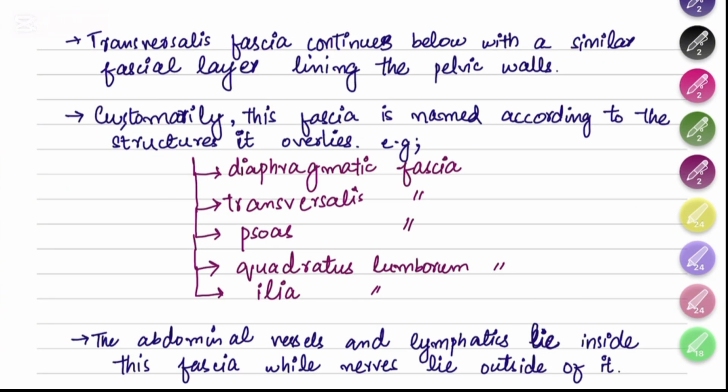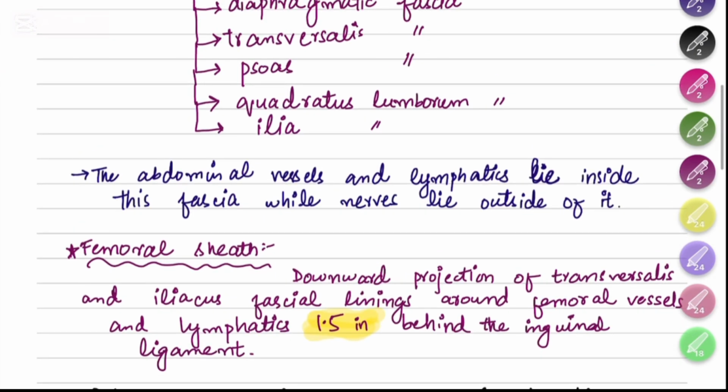Transversalis fascia continues below with a similar fascial lining with the pelvic walls. Continuously, this fascia is named according to the structures that it overlies. For example, superiorly we studied in its relations that it is continuous with the diaphragmatic fascia because it is covering the diaphragm, and below transversalis fascia, and then further below psoas fascia, quadratus lumborum fascia, and iliacus fascia. The abdominal wall and lymphatics lie inside this fascia while nerves lie outside of it. This is the main point.